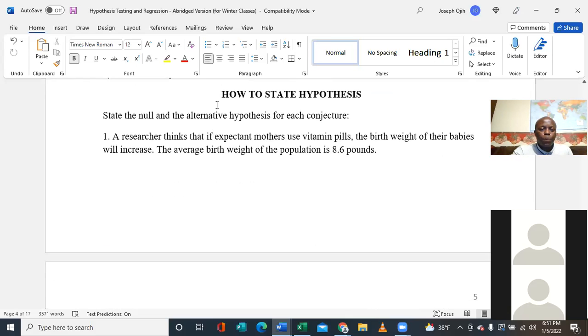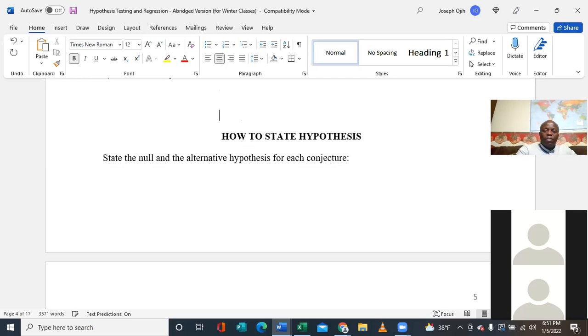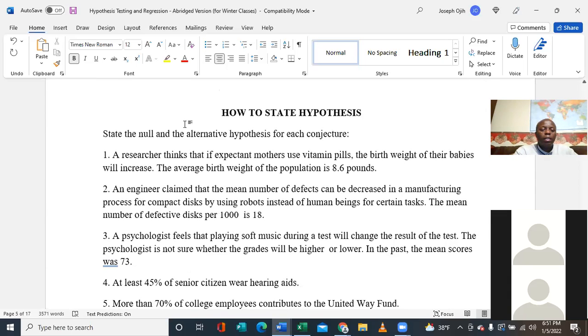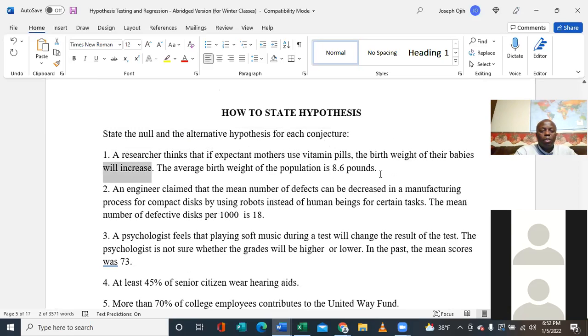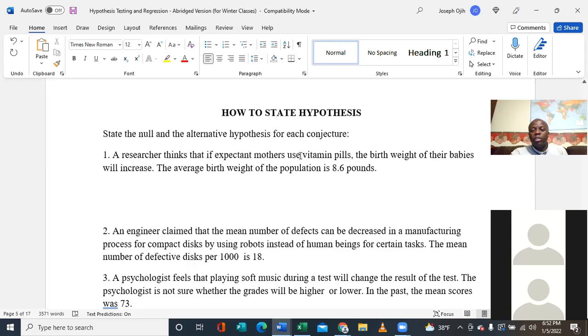The first one is this. The question says, state the null and alternative hypotheses for each conjecture. I'm going to move it down so that we have enough room. It says here, a researcher thinks that if expectant mothers use vitamins, the birth weight of the babies will increase. Look at this, increase, that's the keyword right there. Increase means greater than. Now, prior to that, the average birth weight of the population is 8.6 pounds. Average, of course, is the mean.